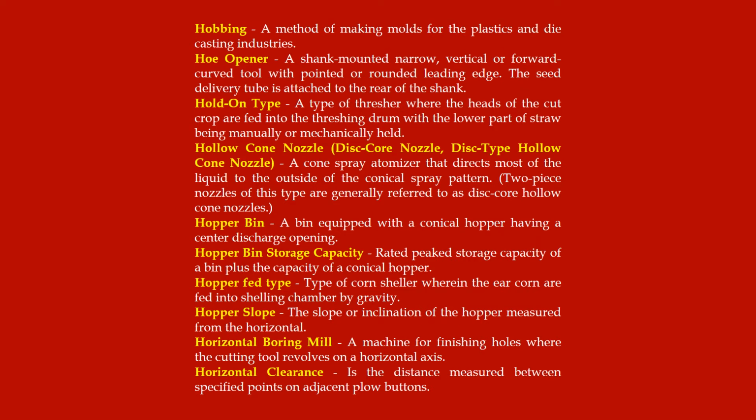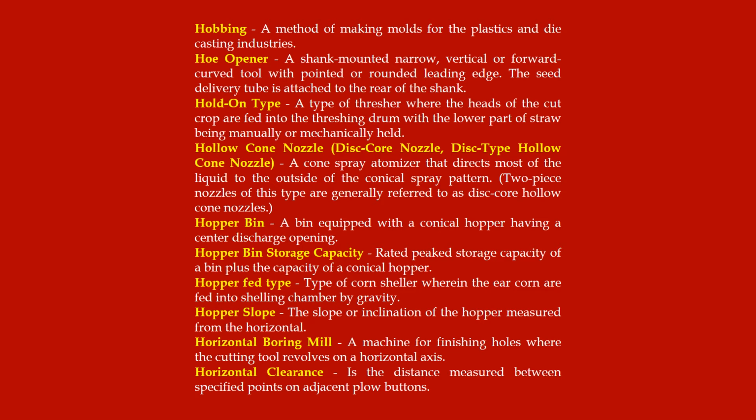Hobbing, a method of making molds for the plastics and die casting industries. Hoe opener, a shank-mounted narrow, vertical or forward curved tool with pointed or rounded leading edge. The seed delivery tube is attached to the rear of the shank. Hold-on type, a type of thresher where the heads of the cut crop are fed into the threshing drum with the lower part of straw being manually or mechanically held.